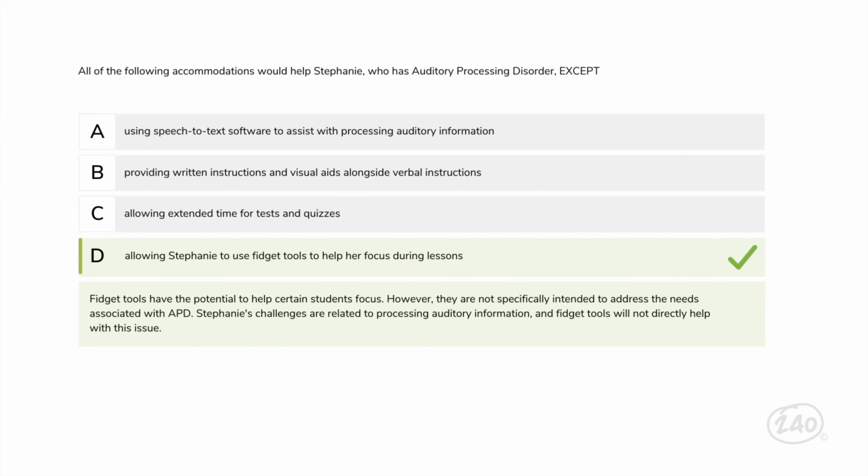Fidget tools have the potential to help certain students focus. However, they are not specifically intended to address the needs associated with APD. Stephanie's challenges are related to processing auditory information, and fidget tools will not directly help with this issue.